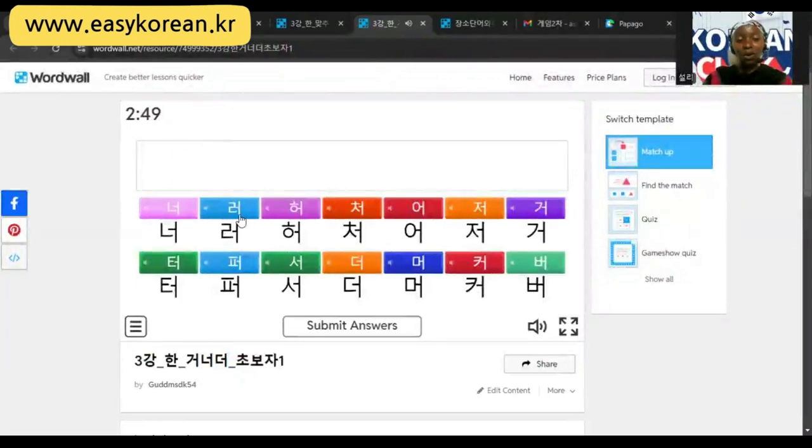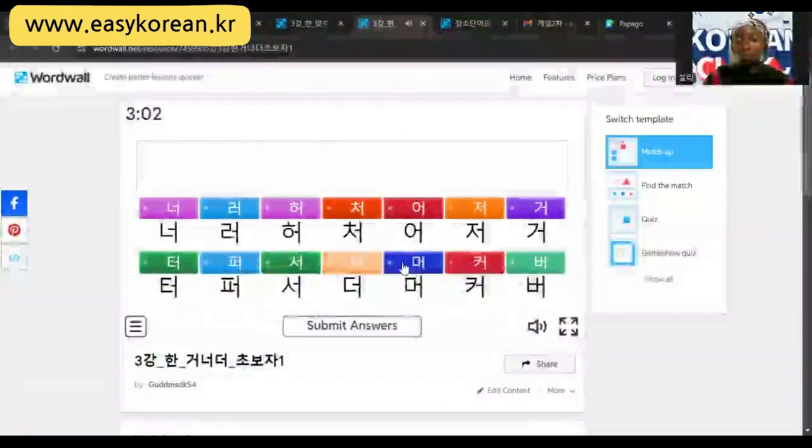너. 러. 허. 저. 어. 저. 거. 더. 퍼. 서. 더. 뭐. 거. 버. 네.